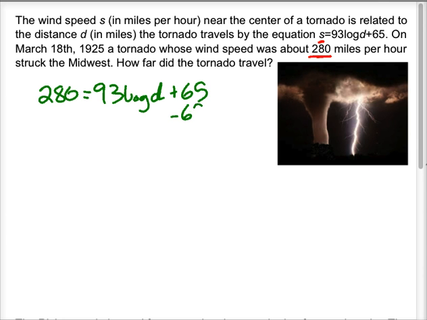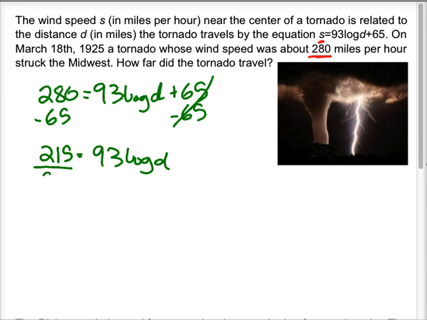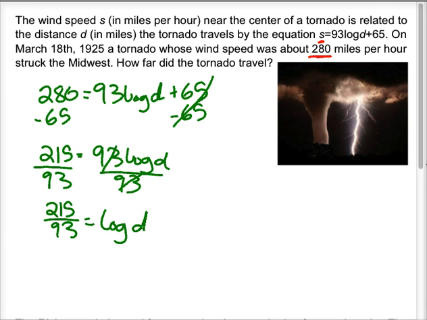I need to get these things away from my logarithm. So I'm going to subtract off 65 from both sides. So I'm going to get 215 equals 93 log d, because it cancels that off. I'm going to divide by 93. Now, I'm going to leave it written in exact form like that, because if I try to write that as a decimal, it is going to become a nasty decimal. So for now, I'm just going to leave it exact as that fraction. Well, now we get to use Mr. Loopy.